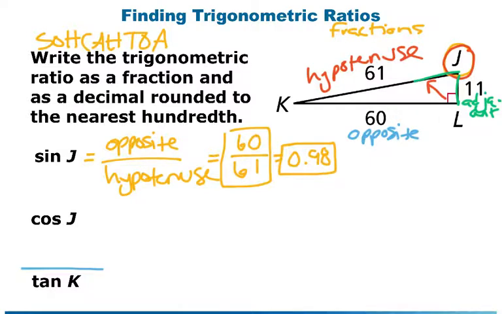Alright, then the next one is cosine, and so cosine of J is going to be adjacent over hypotenuse.